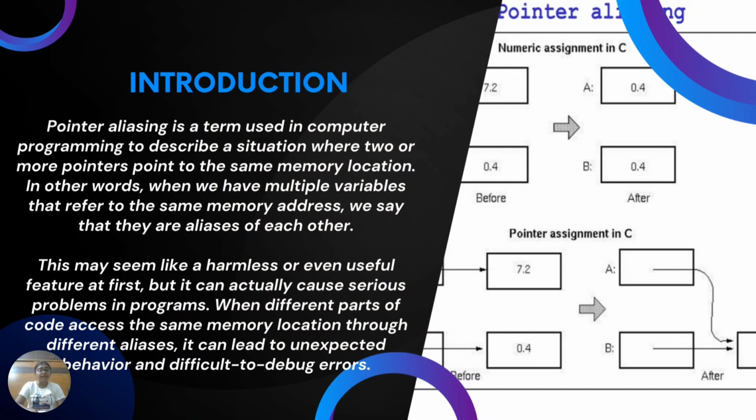Introduction. What is pointer aliasing? Pointer aliasing is a term used in computer programming to describe a situation where two or more pointers point to the same memory location. In other words, when we have multiple variables that refer to the same memory address, we say that they are aliases of each other. This may seem like a harmless or even useful feature at first, but it can actually cause serious problems in a program when different parts access the same memory location through different aliases. It can lead to unexpected behavior and difficult to debug errors.